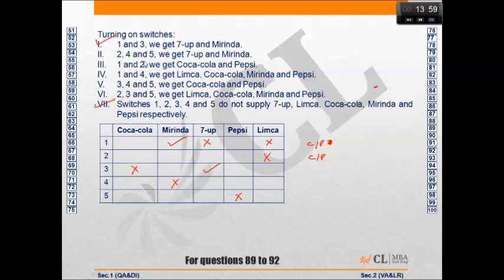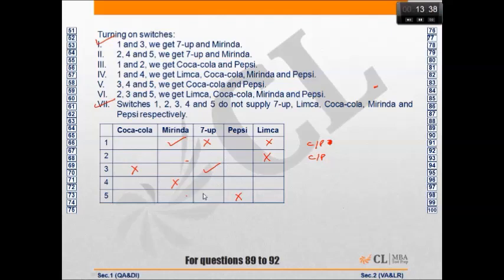2, 4, 5 we get 7-Up and Mirinda. So 2 can give me Mirinda. 5 can give me Mirinda. 7-Up, all 3 can. One of them can. Any one out of these 3 has to give us.